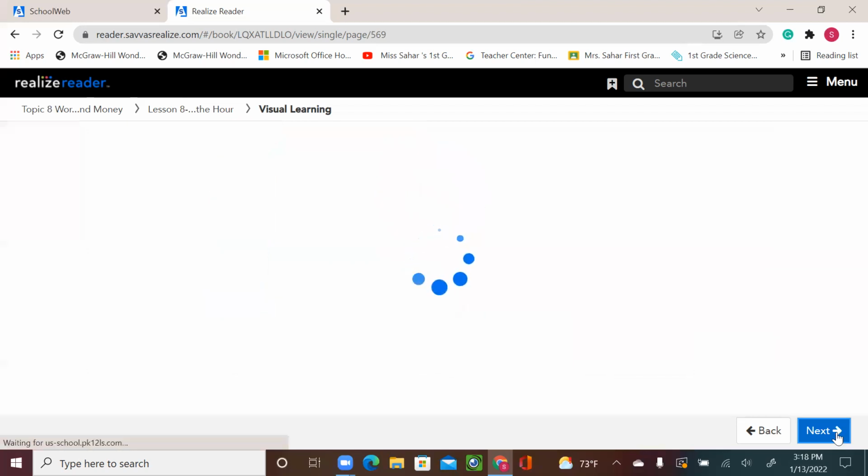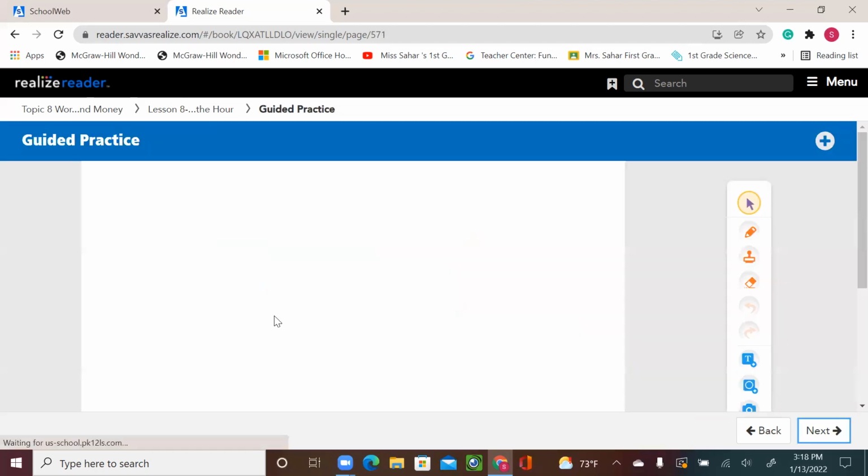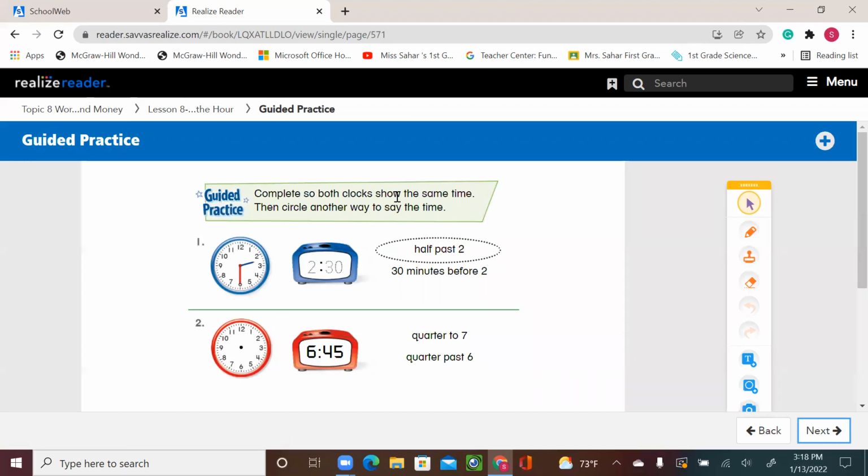All right, let's see the next activity we have together. Complete though both clocks show the same time, then circle another way to say the time. So I look at the first one here, and I know that my hour hand is between 2 and 3. That means it's 2. And I see my minute hand on 6. That means half an hour. So it's 2:30. I see it here in digital, it's 2:30. So 2:30 is half past 2, because it's half an hour after the 2, or past the 2. So it's half past 2.